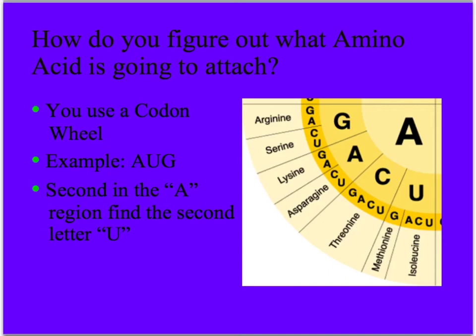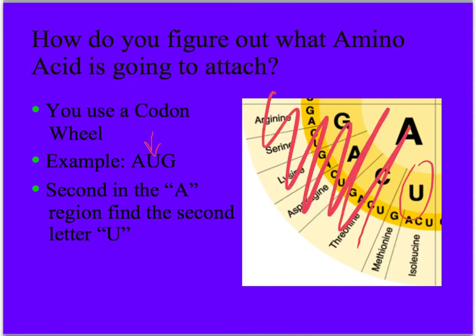Now the next letter is U. So now you look for the medium letter with a U, and you find it right here. And so you know that none of this part of the wheel is going to matter, but you're only going to be looking in this segment here.